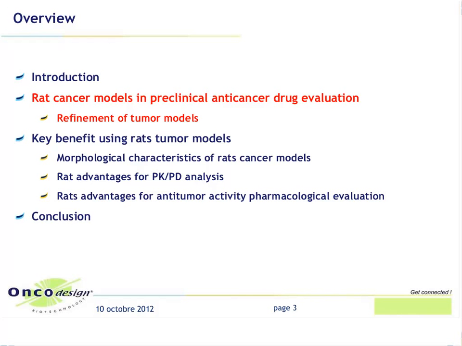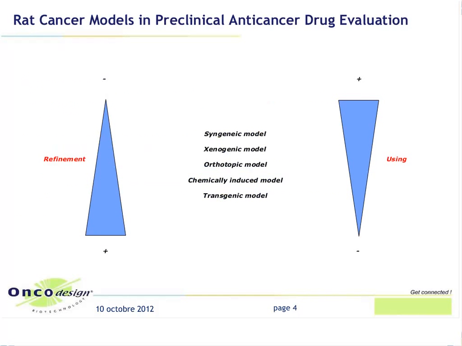Since then, major efforts were made by scientists in the science of preclinical models in order to test a larger number of drugs. Significant efforts were particularly made in the investigation of more refined tumor models. There are five families of available tumor models: the syngeneic models, the xenogenic models, the orthotopic models, which can be syngeneic or xenogenic, chemically induced models, or transgenic models.